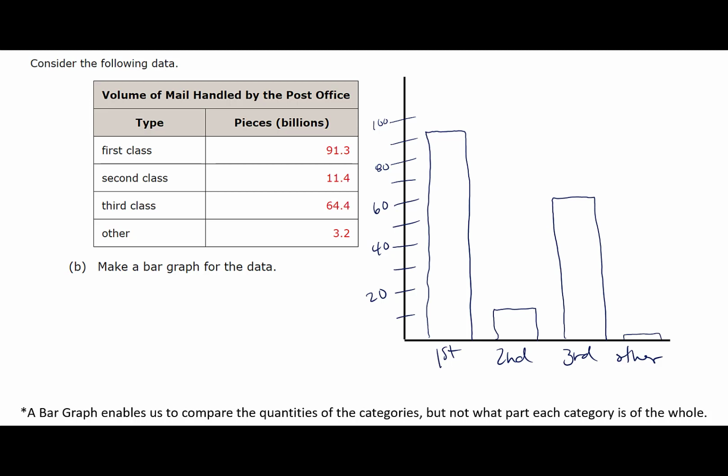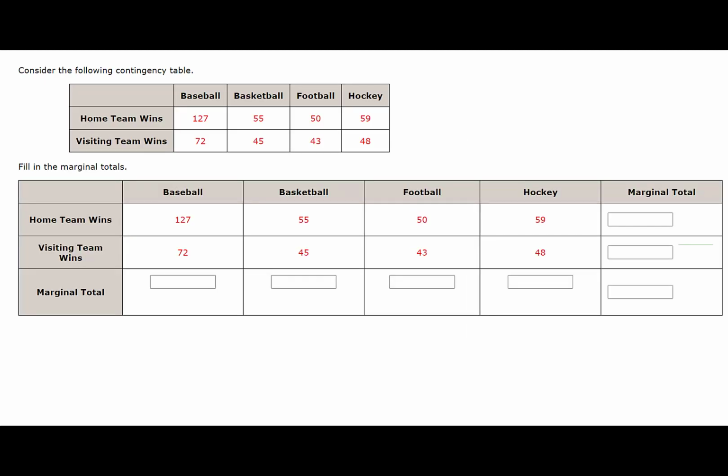Okay, so the difference between a circle graph and a bar graph is that with a bar graph, we can actually see the raw data of each category, but not necessarily how it compares to the whole picture of mail like the circle graph. Here's another two-way table, and it wants us to complete the table by filling in the marginal totals. The marginal totals are actually really easy. It's just the total of each column and each row.